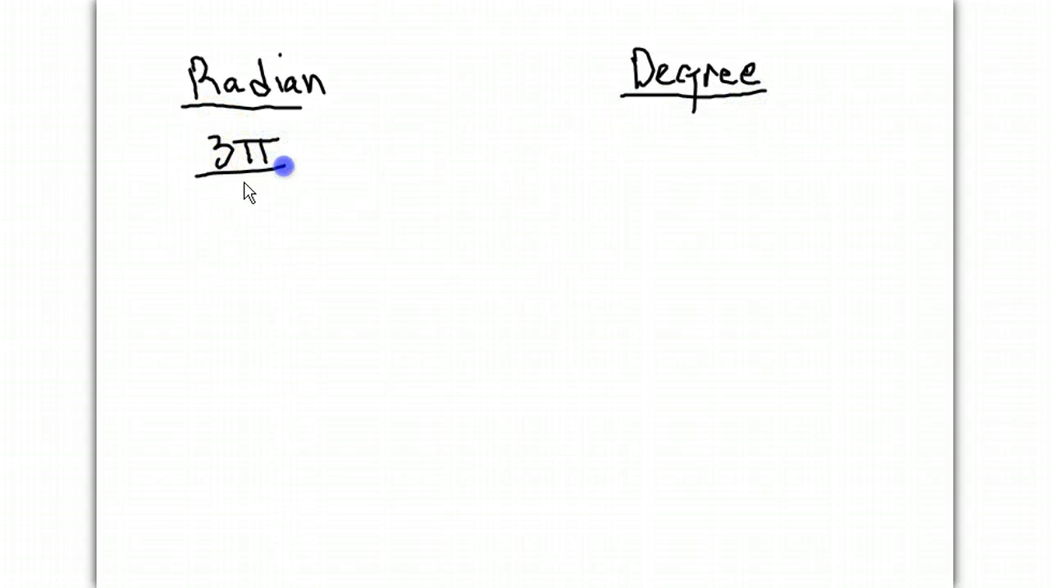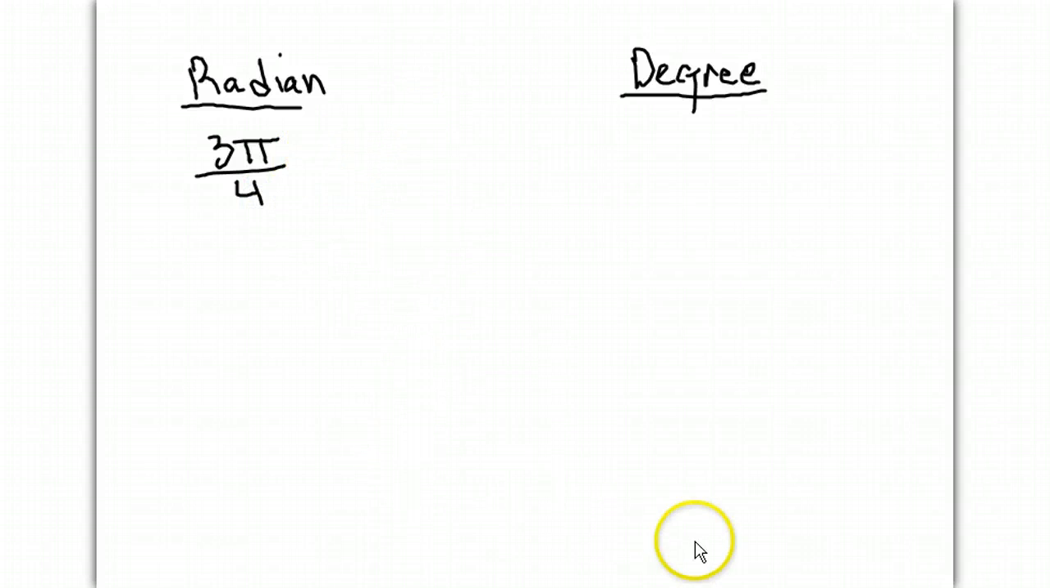Now let's convert from a radian to a degree and vice versa. So what we're going to do is take a radian and a degree and convert between the two. Let's say that as a radian we have 3 pi over 4. What does the degree look like?